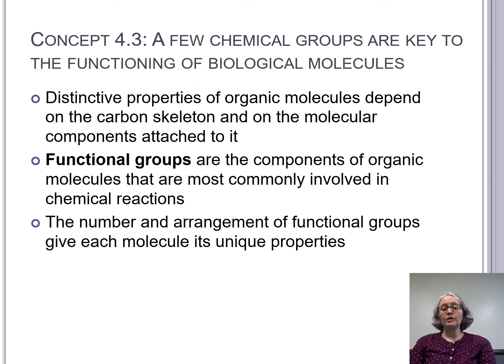Organic molecules really depend not on that carbon backbone, but on the extra things that we add to the carbon backbone. Those extra things are called functional groups. These are molecules that are most commonly involved in chemical reactions. There is a large list of functional groups that you can learn about in chemistry classes, but for biology purposes, we're going to learn about 7 functional groups, and we'll be using these functional groups throughout the rest of the semester. These functional groups are going to give each molecule its very unique properties.